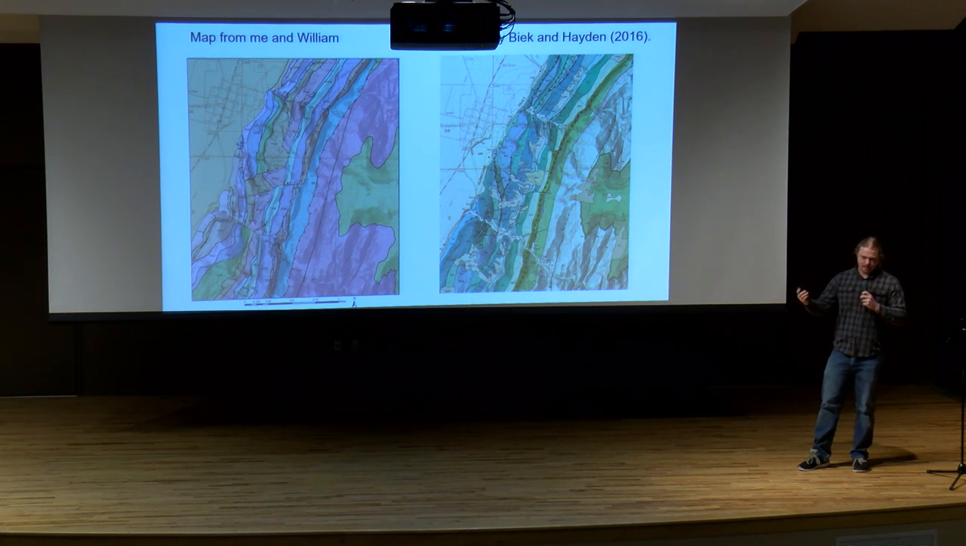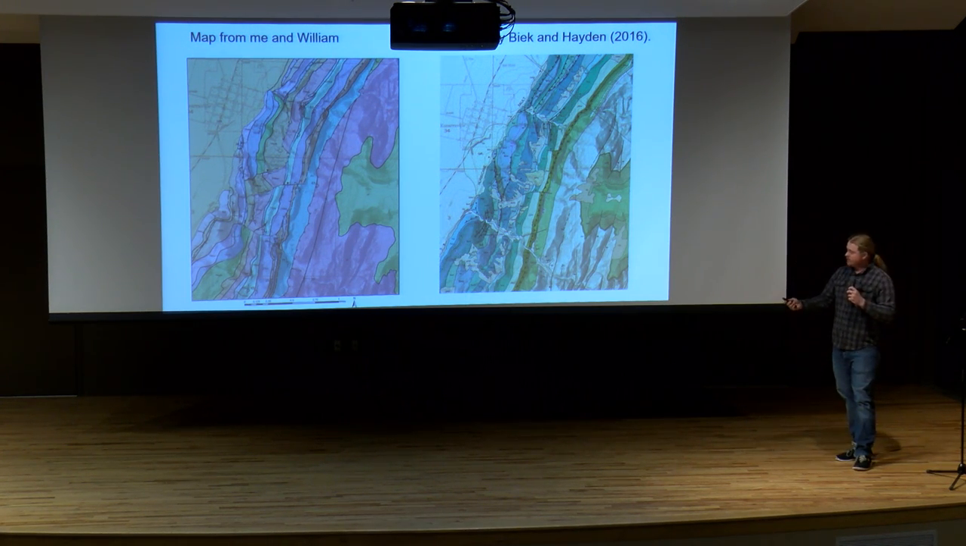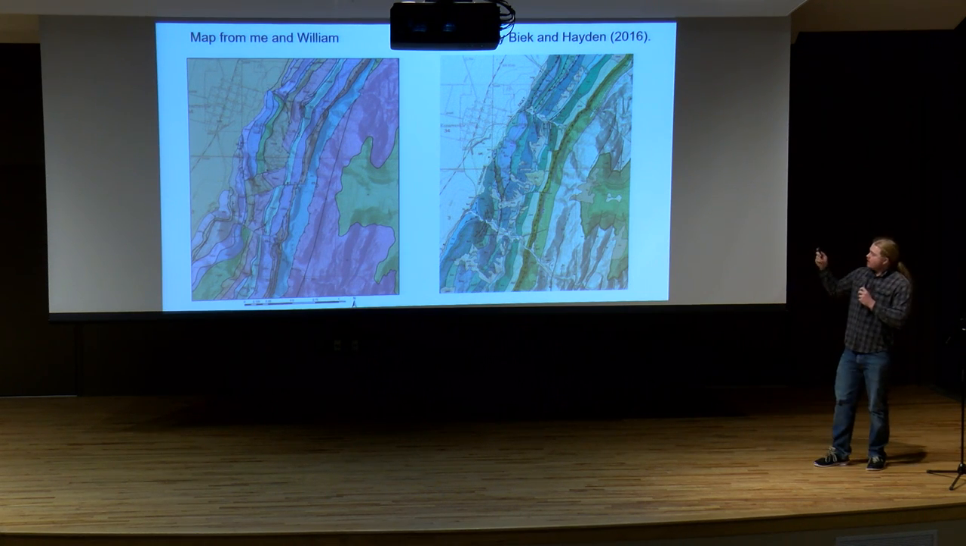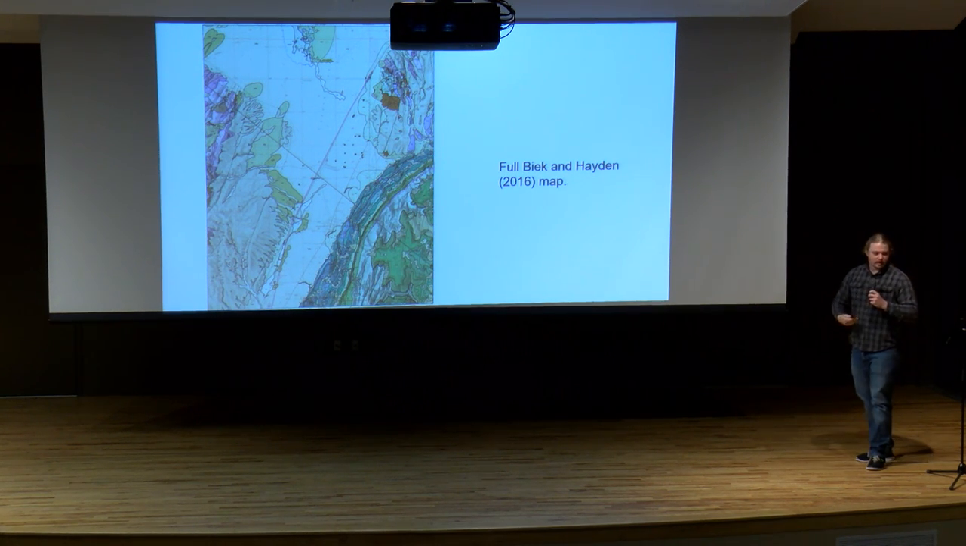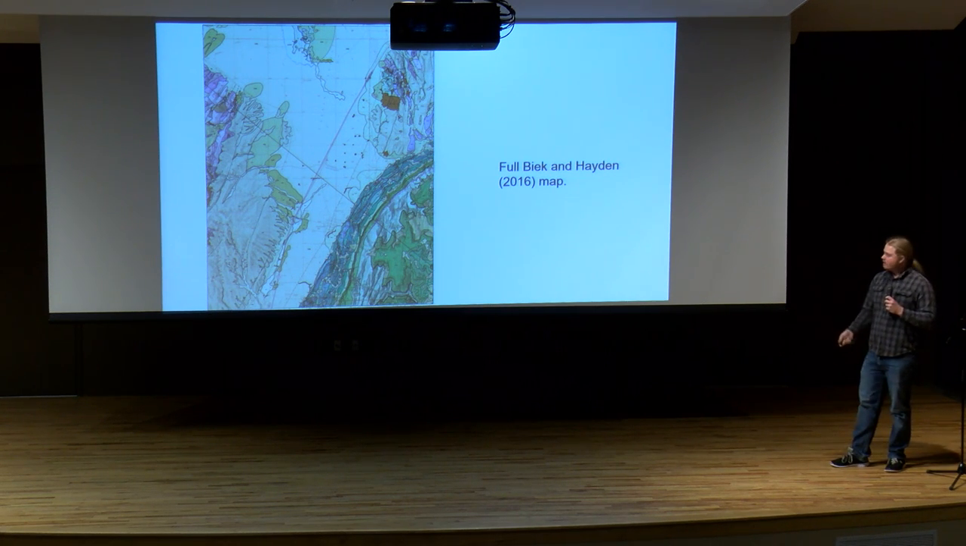So we were mapping to gather data so we could see if there's a triangle zone here. But there'd already been a map done. Part of the problem is that this map was done at an entirely different scale than what we were mapping at. This is the entire map that had already been done, and we were basically just mapping that little portion right there. So we were trying to increase the accuracy and precision of this map, which turned out to be quite difficult.